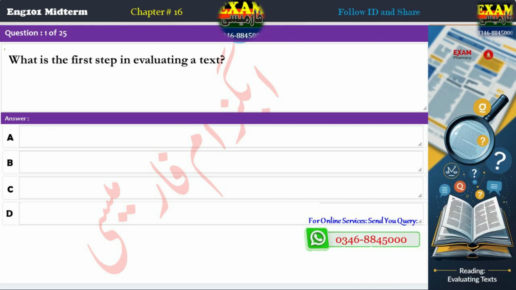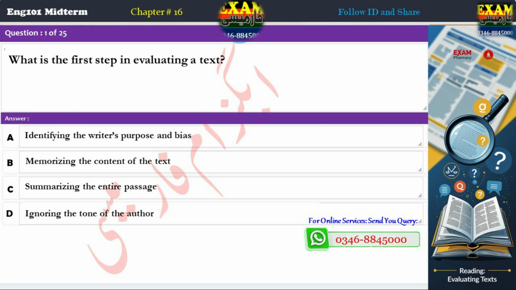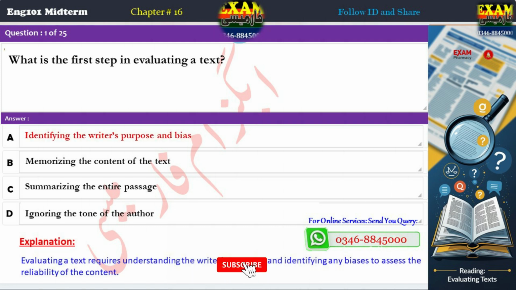Question 1. What is the first step in evaluating a text? A. Identifying the writer's purpose and bias. B. Memorizing the content of the text. C. Summarizing the entire passage. D. Ignoring the tone of the author. Correct answer: A. Identifying the writer's purpose and bias. Explanation: Evaluating a text requires understanding the writer's intention and identifying any biases to assess the reliability of the content.